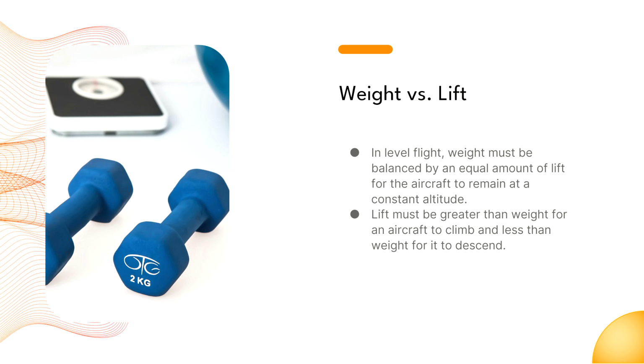So weight versus lift. In level flight, weight must be balanced by an equal amount of lift for the aircraft to remain at a constant altitude. Lift must be greater than weight for an aircraft to climb and less than weight for it to descend. So they have a direct connection. Lift is necessary to offset the weight of the aircraft. So when lift is less than the weight, vertical speed decreases. But when lift is greater than weight, vertical speed increases.